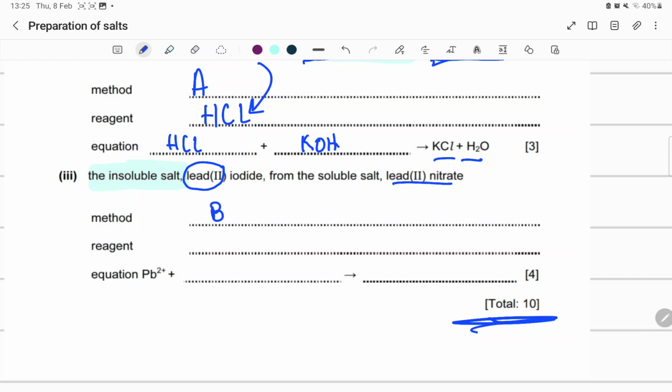I got the lead ion from the lead nitrate. Now I need the iodide ion. Where will I get that from? For this, always go for the salts that you know are always soluble, which are the sodium, potassium, and ammonium. That is your safest bet because you know that anything with them is always soluble. So I will choose potassium iodide.